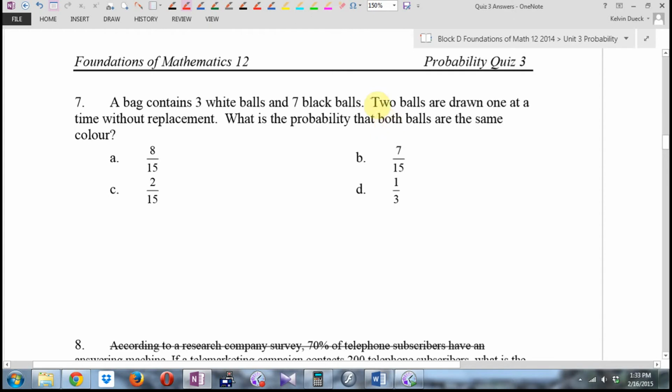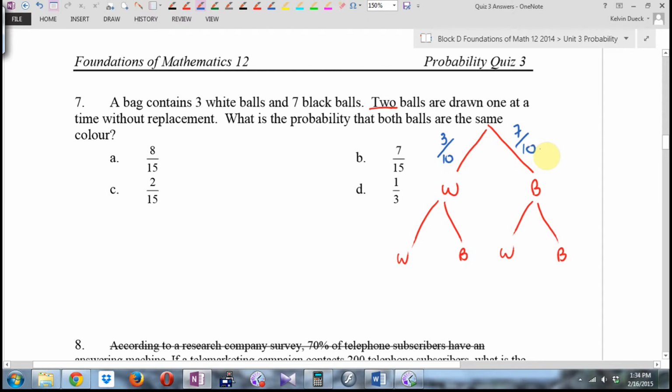Number 7. Tree. We're picking 2. So it looks like I can have white, black, white, black, white, black. And it looks like we're starting off with 3 out of 10 and 7 out of 10. Then 2 out of 9, 7 out of 9, 3 out of 9, 6 out of 9.